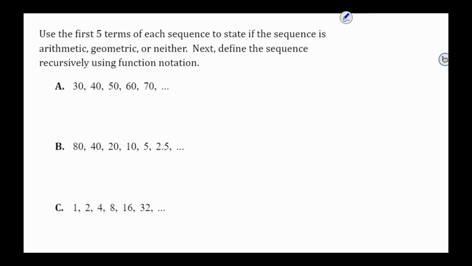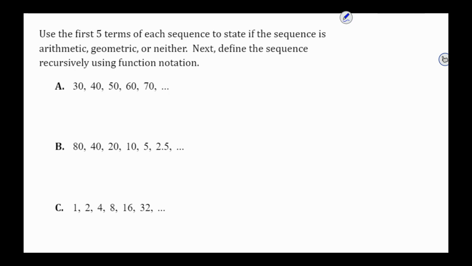We talked about this. All right, so it says use the first 5 terms of each sequence to state if it's arithmetic, geometric, or neither. Then define the sequence using function notation. Okay, so part A, that sequence should look familiar. What is it? The 10. It's adding 10 every time.